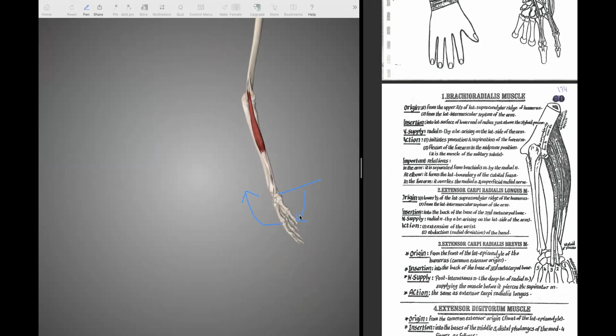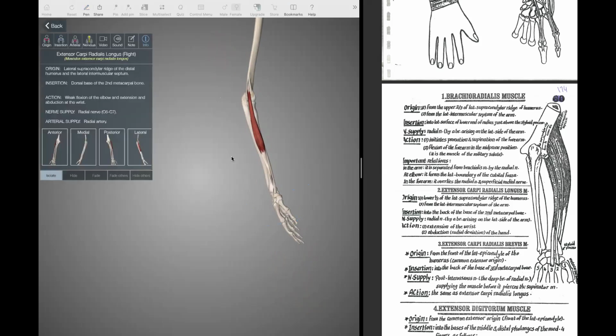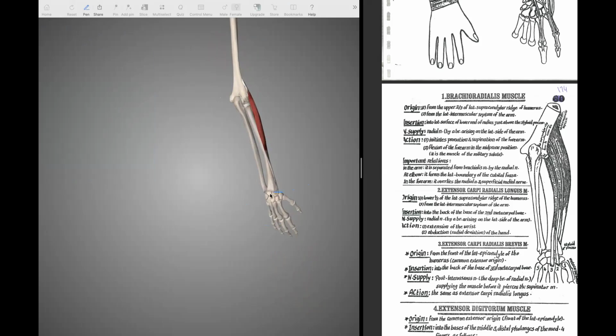Or it can abduct away from the body. Why? Because it's situated here. If it contracts, it can take the hand this way.